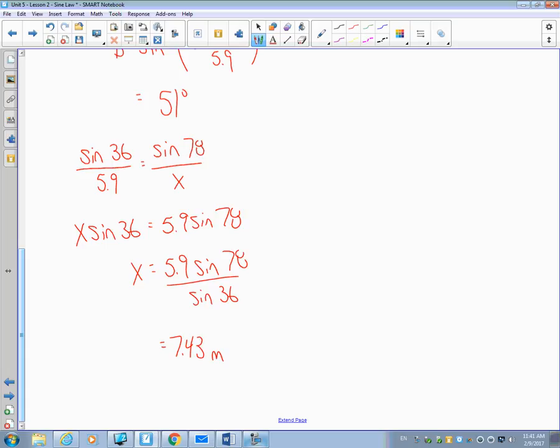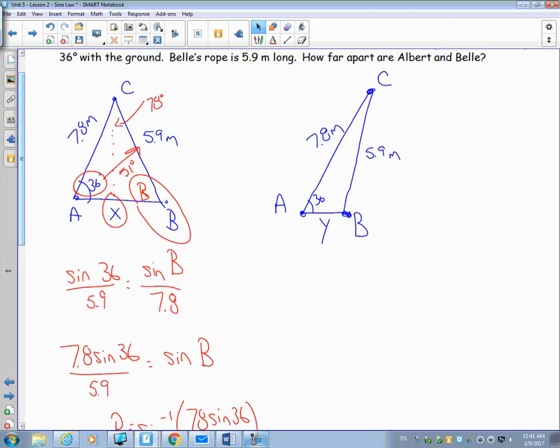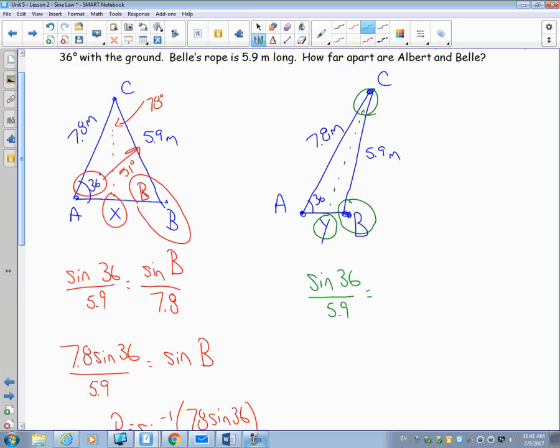That's if they're on opposite sides of the balloon. But we said they might be on the same side of the balloon. So if we look at the second example, the second half of this, they again have the same situation. If I want to find y, I need to know the angle at the top. To find the angle at the top, I've got to find angle B first. So I can match up sine 36 with 5.9 equals sine B with 7.8. But wait a second, didn't we already solve that problem? That kind of looks exactly like this.